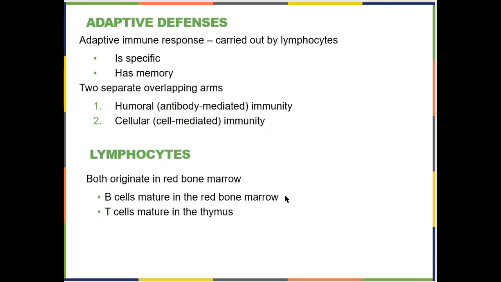So there are two different types of lymphocytes involved in your specific defenses: B cells and T cells, or B lymphocytes and T lymphocytes. B cells are called B cells because they are born and mature in the bone marrow, and the T cells mature in the thymus.